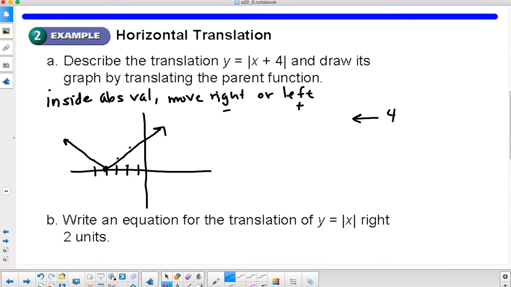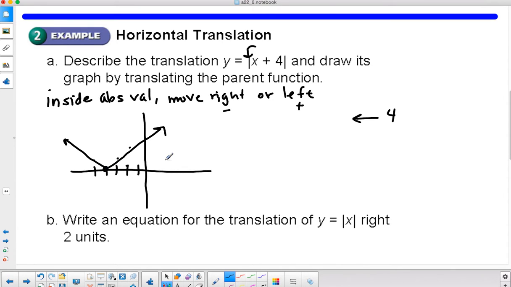Okay. That is only because this has a coefficient of 1 there. And you can see if you were to do your starting point, it starts at -4, 0, which is where we're at.